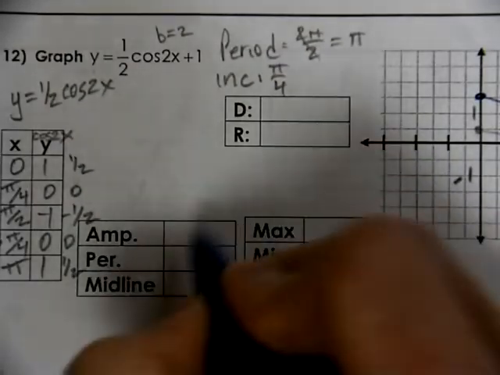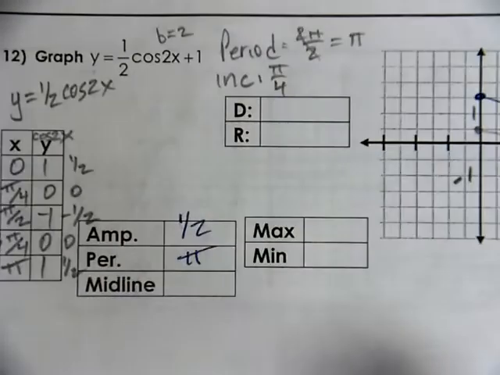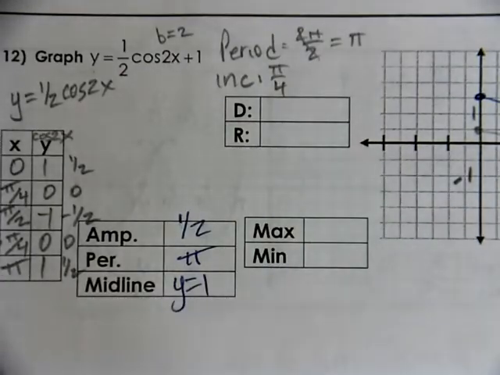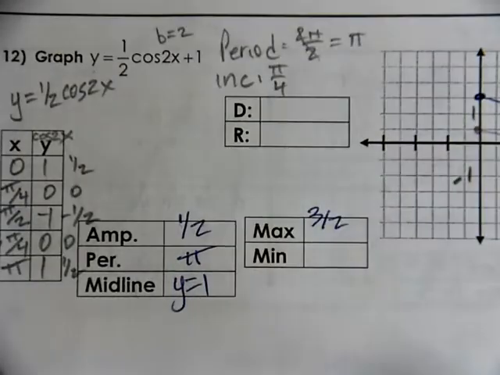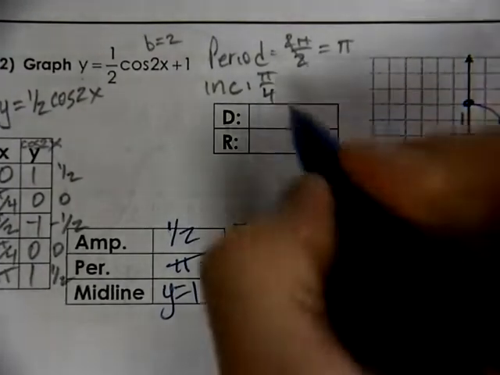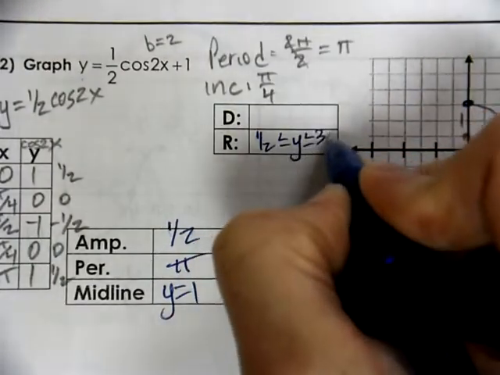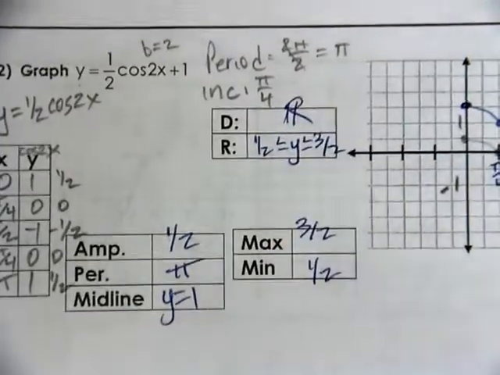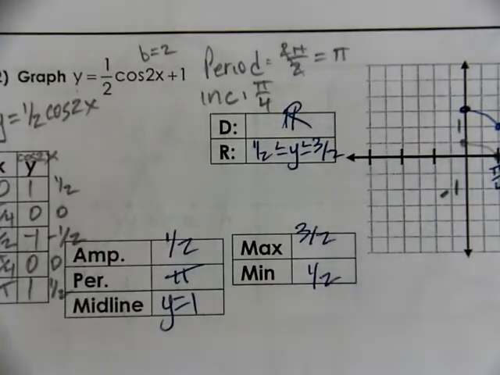Our amplitude is the absolute value of A, the period we calculated. The midline is our K value, so y equals 1. Our highest point is 3 halves, our lowest point is a half. So our range is a half to 3 halves. And our domain is always all real numbers for these trig functions.